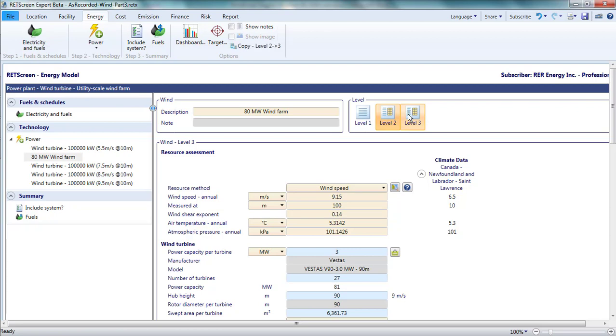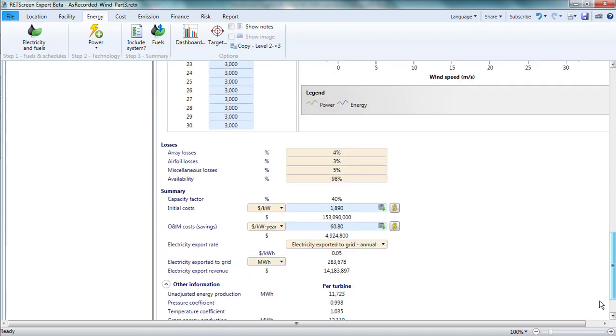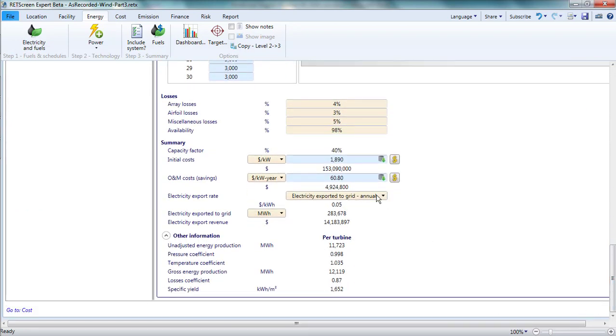In Level 3, I now look at the electricity export revenue when I select different rates. Even though the average rate is essentially 5 cents per kilowatt hour in all cases, and the annual production remains at 283,678 megawatt hours, the electricity export revenues vary. The revenues are more than 1% higher with the winter peak than the summer peak price.